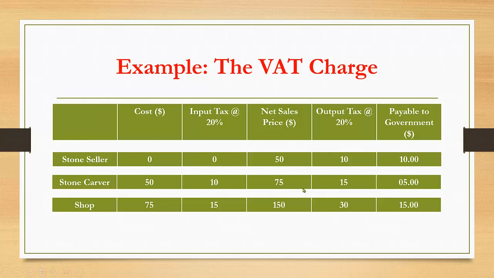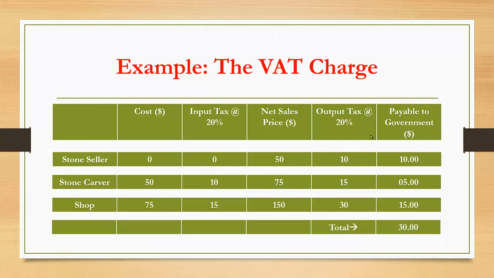Similarly, the cost of this product for a shop will be 75. The shop has paid $15 as an input tax, and the shop has added some value, and after adding value, the shop would sell the same final product to an end user or a customer at a price of 150. So 150, again there is a tax of 20%. So 20% of 150 will be 30. So 30 will be the output tax which the shop will receive from an end user or a customer.